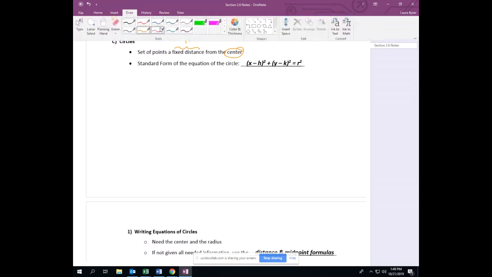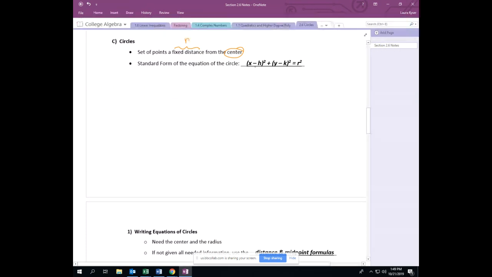And the standard form equation of a circle is this thing right here. And I know this looks like a lot, but a bunch of the stuff in this is going to be numbers. Okay, so I'm going to rewrite it down here so I have more room, because we're going to talk about this in two different ways. So we've got (x minus h) squared plus (y minus k) squared equals r squared.